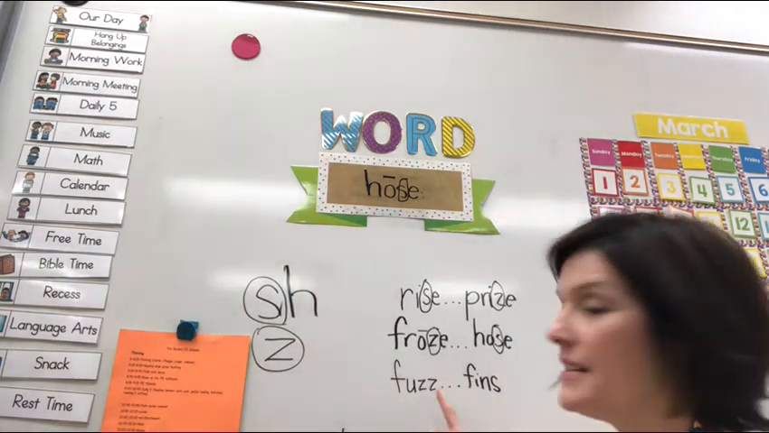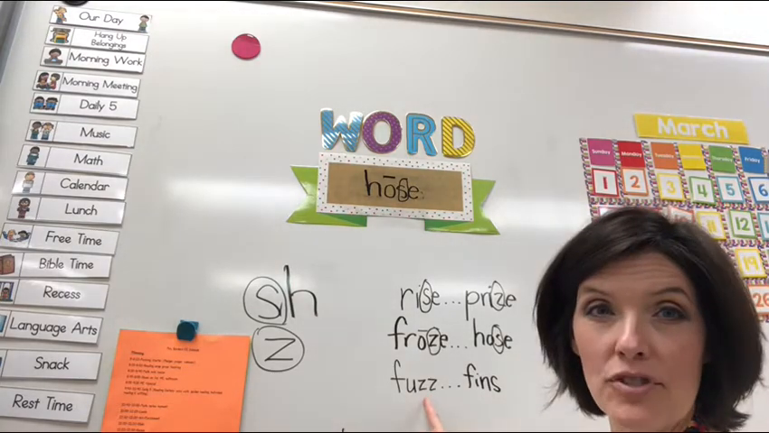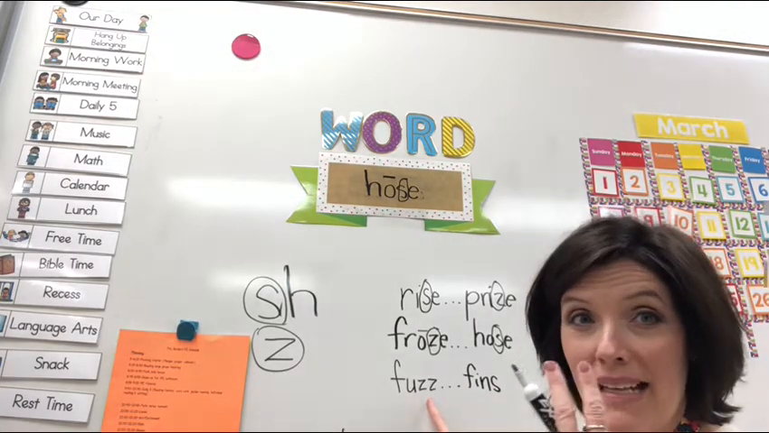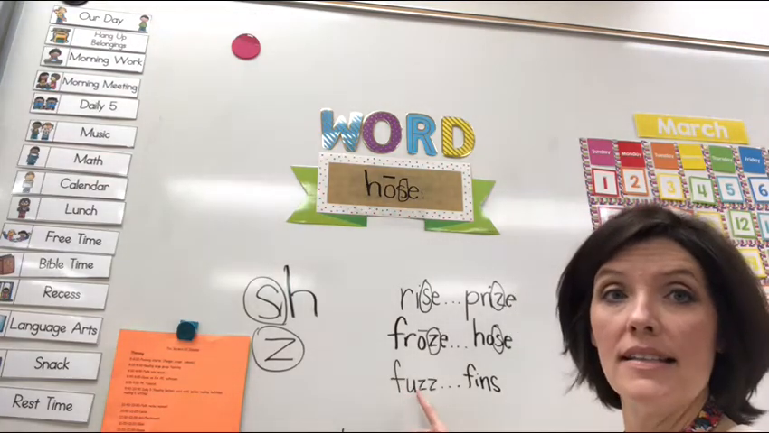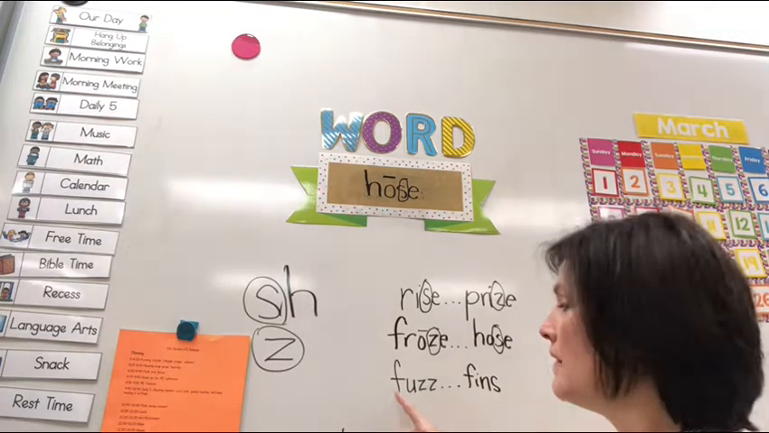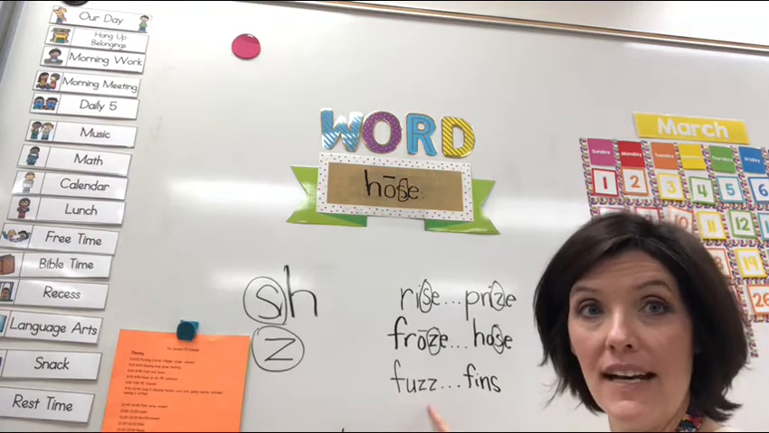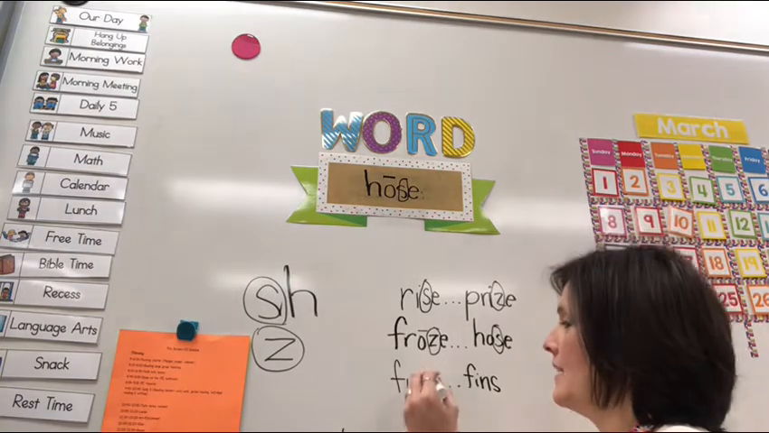Z. Now, this is one of those things. Sometimes we have two consonants on the end that make the same sound, so we don't say them twice. We don't go z. We just go fuzz, fuzz, fuzz. Okay, there's our Z sound.